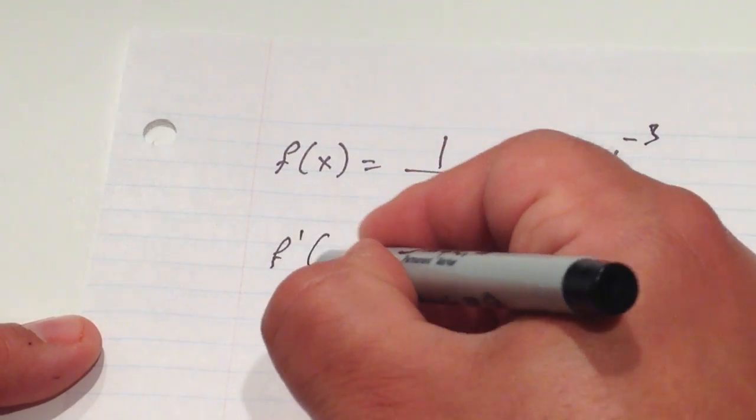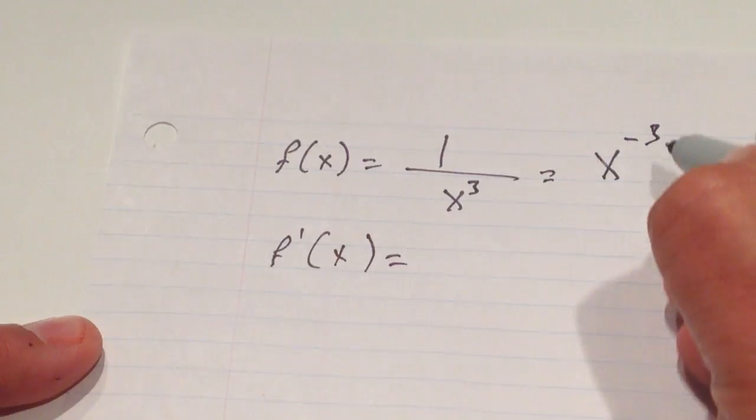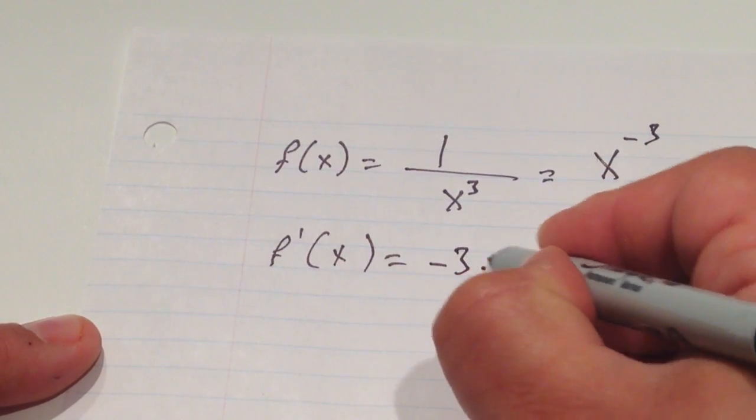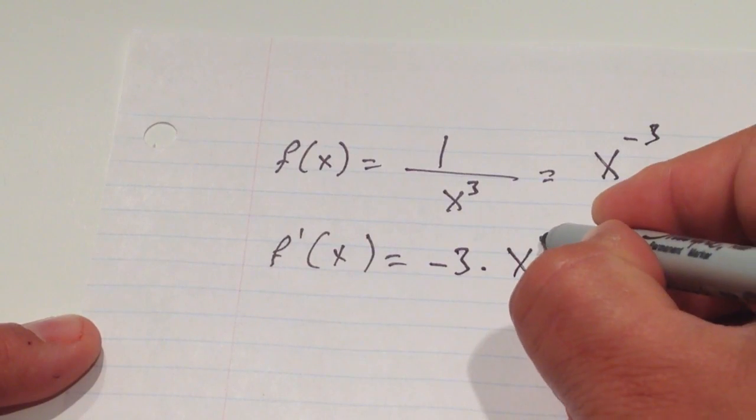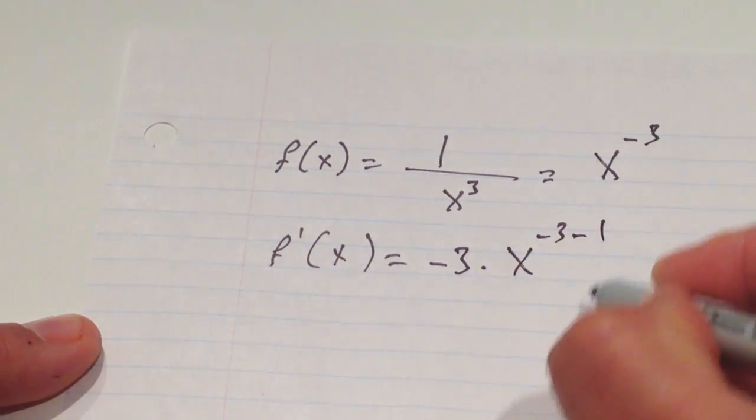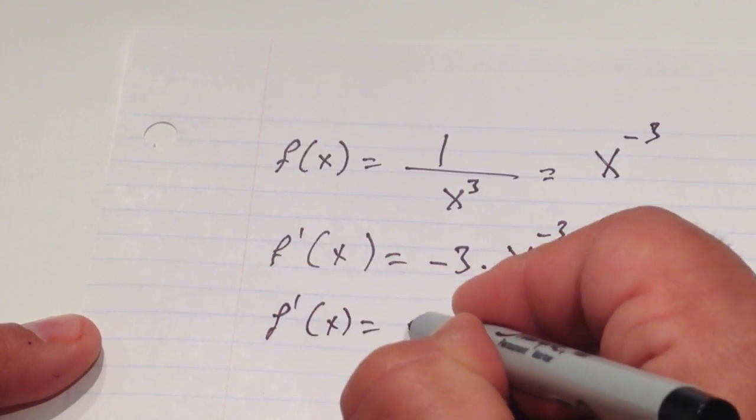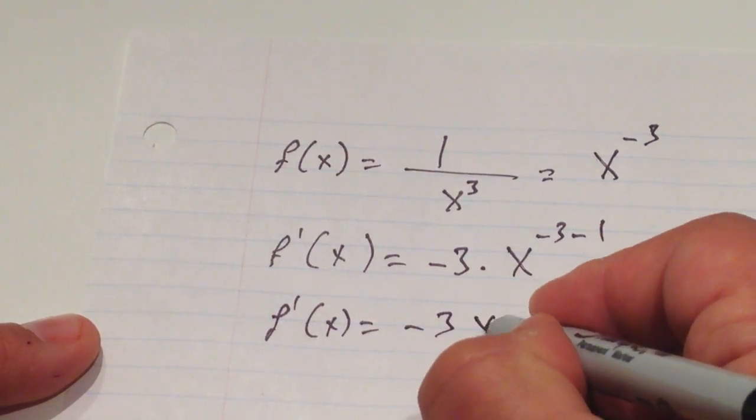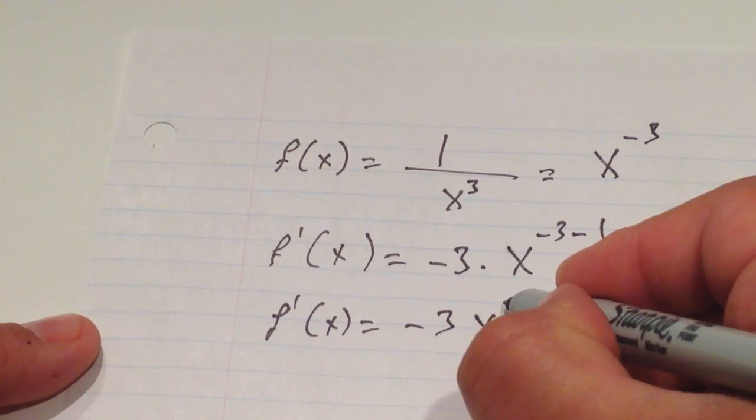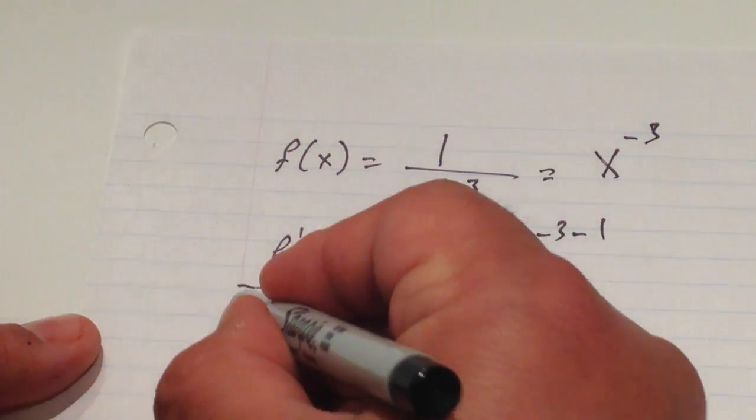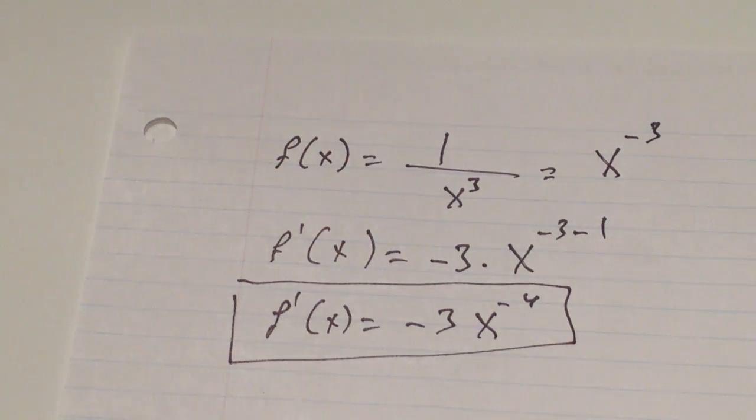So the derivative is equal to that power minus 3, I have to move it aside, multiply by x to the power minus 3 minus 1. The derivative will be equal to minus 3x, and minus 3 minus 1 is minus 4. And this is the derivative for that function.